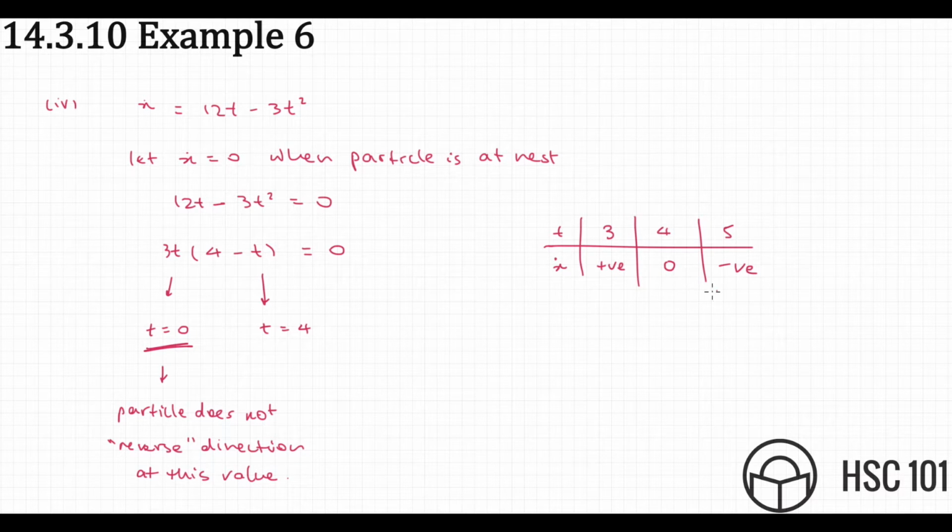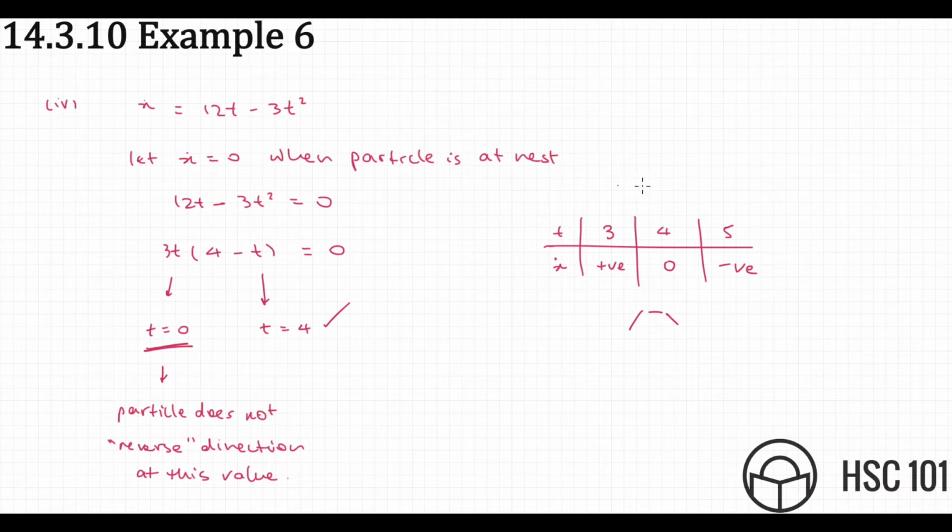So what this indicates for us is that the particle is initially moving towards the right, so my displacement is increasing. It comes to a stop, and then my velocity becomes negative, which means that the particle is now going the other way. So displacement increases, it stops, stationary point, and then it reverses direction by moving towards the left. So we can see that t is equal to 4 is when the particle reverses direction.